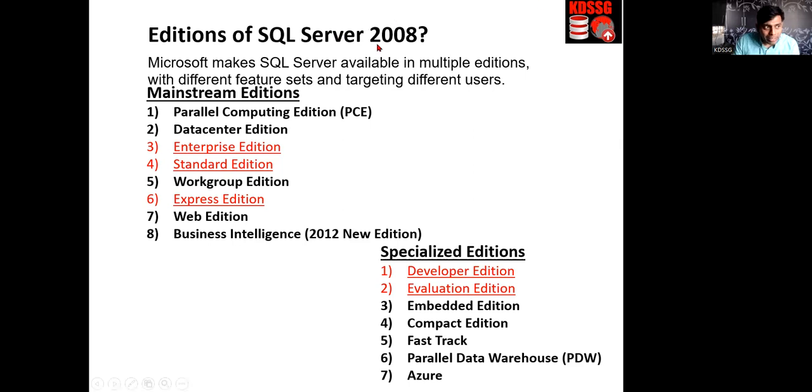Wantedly, I am showing you SQL Server 2008, correct? But KD, what nonsense? You should be showing us SQL Server 2019, that's the latest version. Why are you showing 2008? So first of all, I want to talk about editions. Editions of SQL Server. Versions, you know. What the hell is an edition?